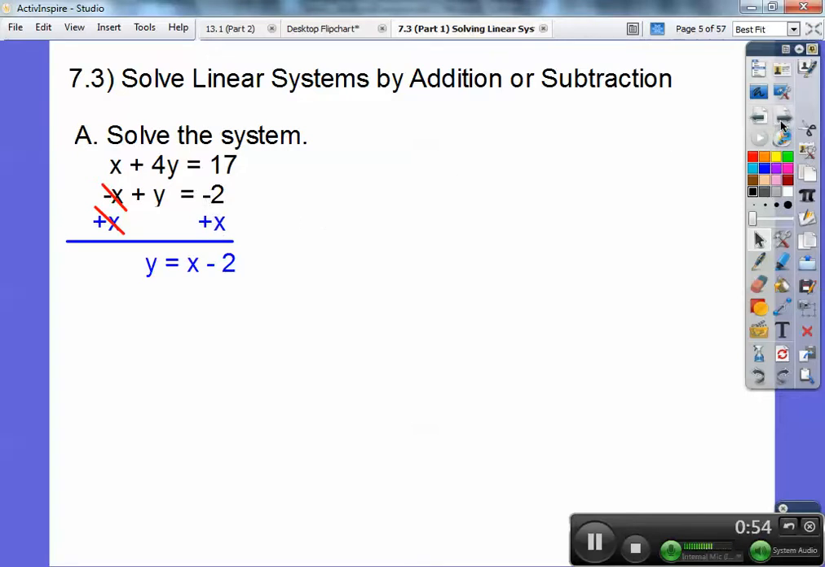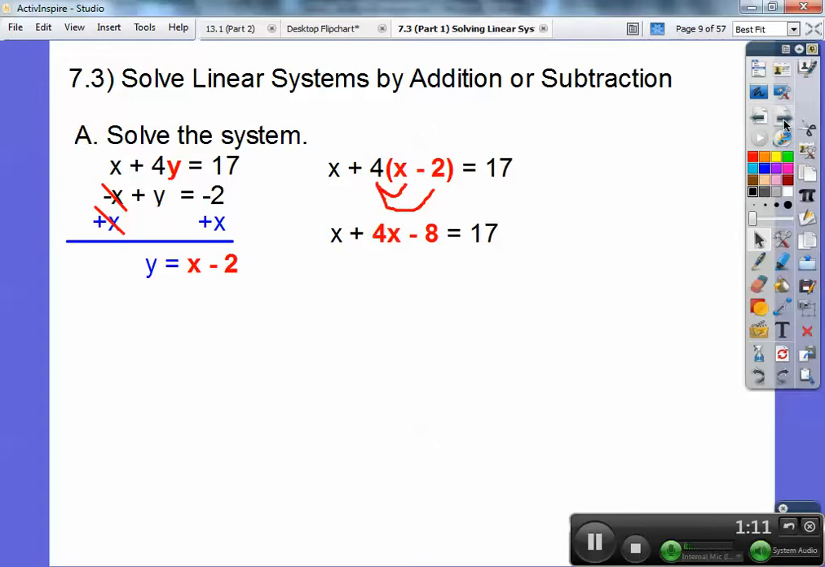Then we substitute that x minus 2 in for the other y, into that equation right next to the 4. So x plus 4y, but y is now x minus 2, equals 17. I substituted it in and distributed the 4 through: 4 times x is 4x, 4 times negative 2 is negative 8.